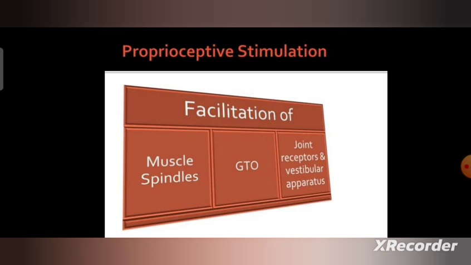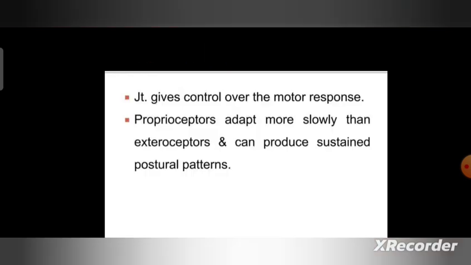So, in this presentation, we'll talk about the facilitation technique of the ROODS approach, in which we will discuss proprioceptive stimulation. Proprioceptive stimulation facilitates the muscle spindle, Golgi tendon organs, joint receptors and vestibular apparatus. So this joint gives control over the motor response. Proprioceptors adapt more slowly than exterior receptors and can produce sustained postural patterns.